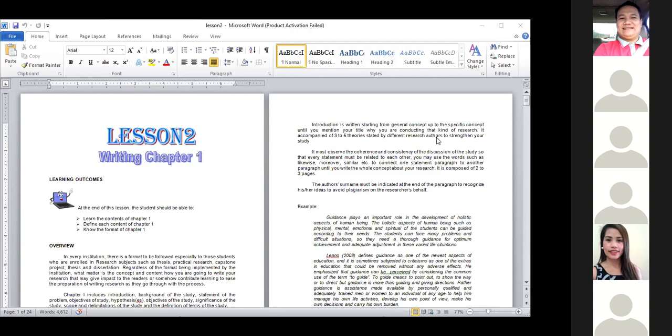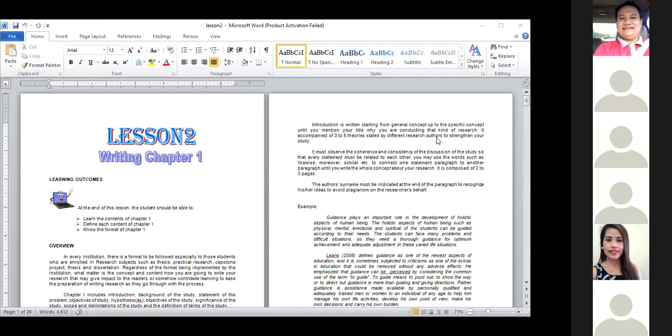So it must observe, yung sinasabi ko kanina, it must observe the coherence and then the consistency of the discussion of the study, so that every statement must be related to each other. So that's one reason, no, why we need to give importance to the word coherence? Kasi it is very hard for us to change or to jump from one paragraph into another paragraph, no? So mahirap mag-shift from one subject into another subject, okay?